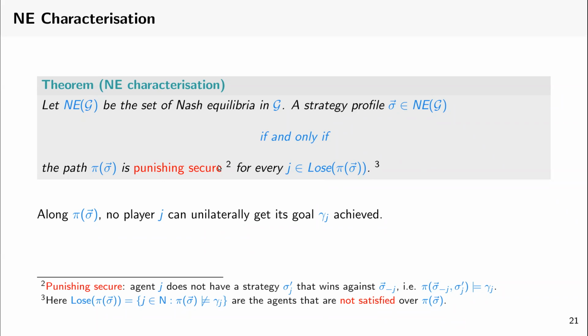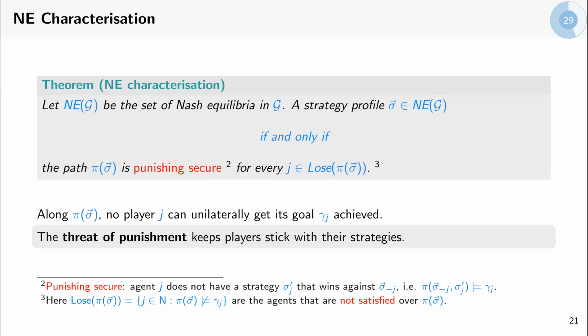And what does it mean by punishing secure? Punishing secure means that given an agent j that is in the losing set, j does not have a strategy that wins against the rest of the players. So if j wants to deviate from the original sigma, then the rest of the players can punish it. So there exists no beneficial deviation, because whatever player j does, the rest of the players can punish and it will lose. The threat of punishment keeps players sticking with their original strategy. And then we have a Nash equilibrium.